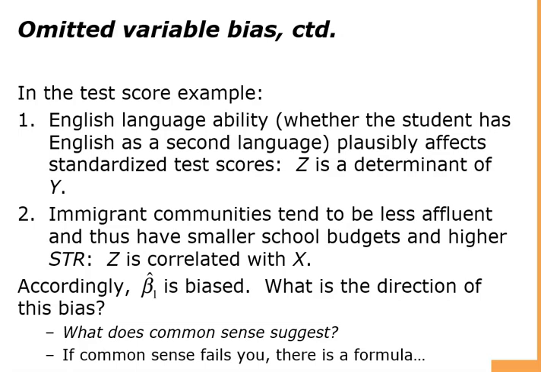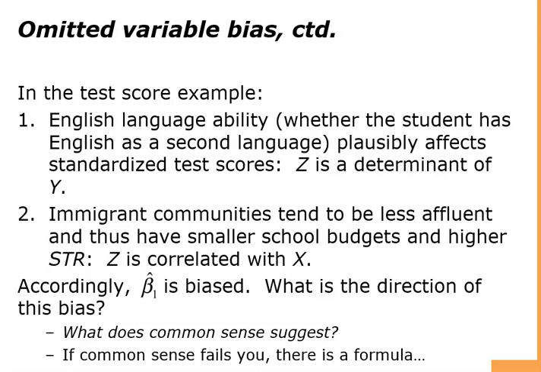And so if both of these conditions are satisfied in this situation, then controlling for English language ability, or in simpler terms, including English language ability as one of the regressors, would be a better outcome, because not including it is actually leading to omitted variable bias.